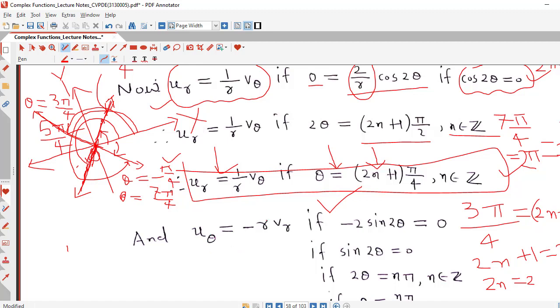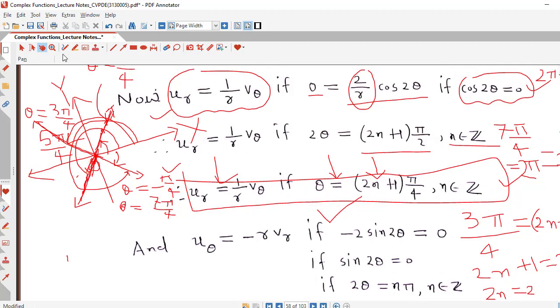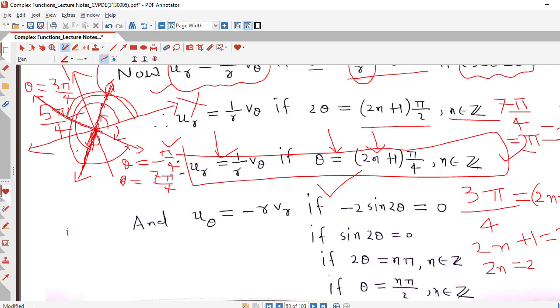And for each remaining integer, we can say that our complex number is either on this line or on this line. There are only two possibilities. So the first Cauchy-Riemann equation is satisfied at all the points on these two lines. This is theta equal to pi by 4 and this is theta equal to minus pi by 4.